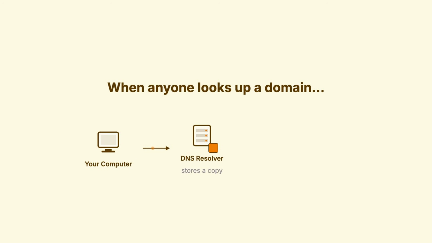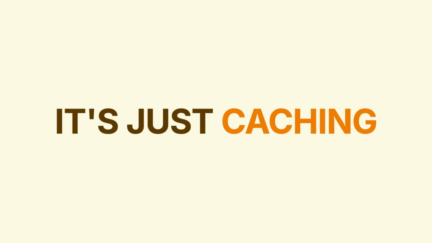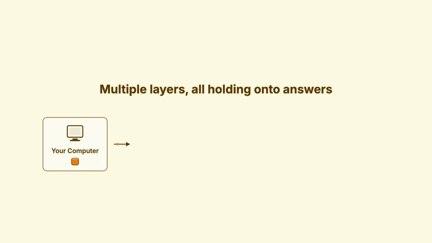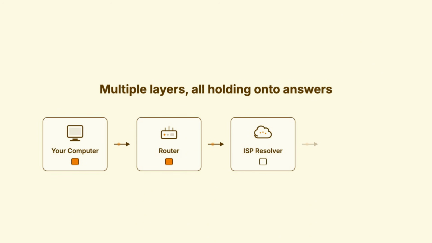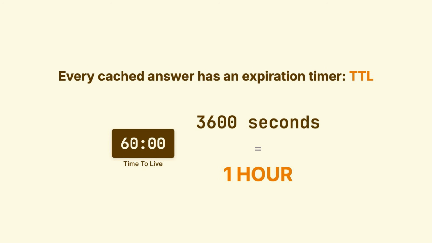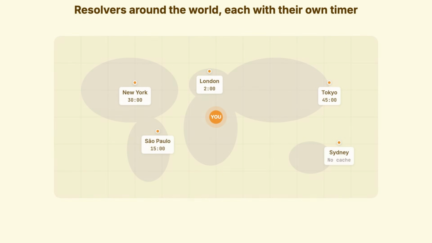When anyone looks up a domain, the answer gets cached, stored, so nobody has to ask the source twice. Your computer caches it, your router caches it, your ISP caches it. Multiple layers all holding on to answers. And every cached answer has an expiration timer, the TTL, time to live. Measured in seconds, a TTL of 3600 means that cache holds the answer for up to 1 hour before asking again. This is why your change doesn't show up everywhere at once.